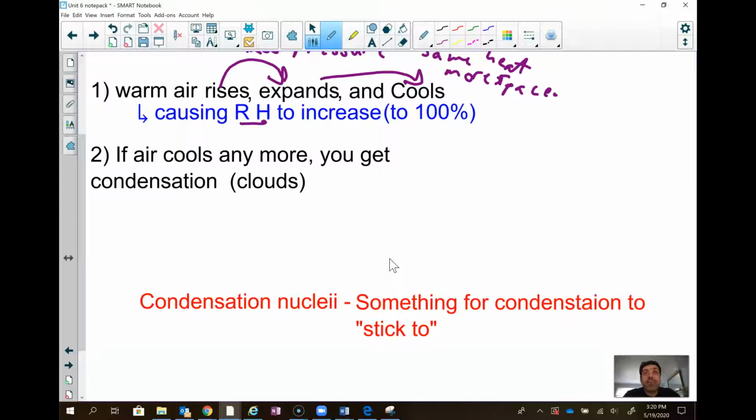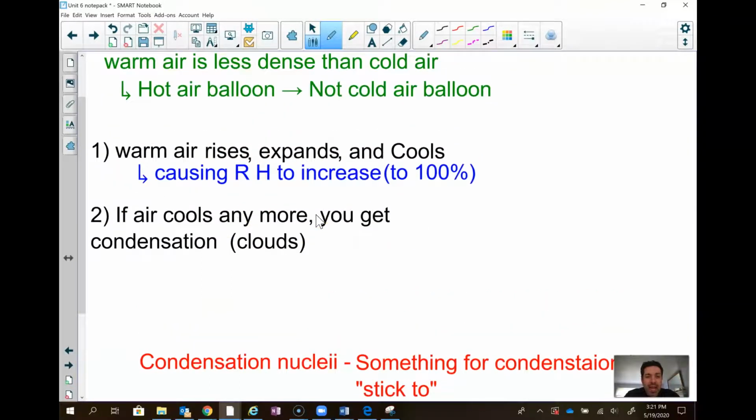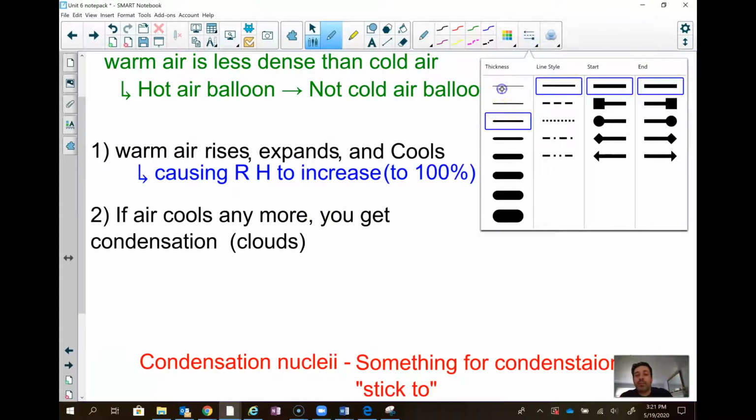That's why in your bathroom, when you get out of the shower, you don't have condensation everywhere, but you see it on the mirror, because the condensation has something to stick to. The mirror acts as condensation nuclei. Up in the sky, it's bits of dust or smoke or other particles that happen to be floating in the air. So let's take a look now at what all of these mean and how we can show that. Let me get a thinner pen.